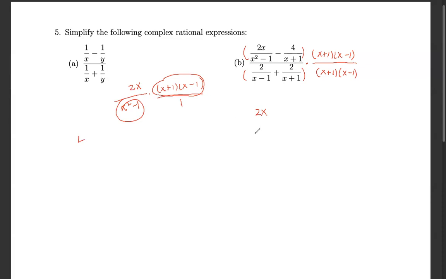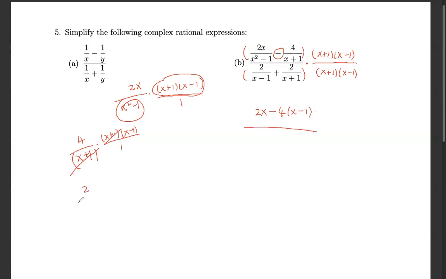Then 2x minus, right? Because this is a minus sign. Then we have 4 over x plus 1 multiplied by x plus 1 times x minus 1. We see the common factors of x plus 1, x plus 1. So we're left with 4 times x minus 1. Right, that's in the numerator.